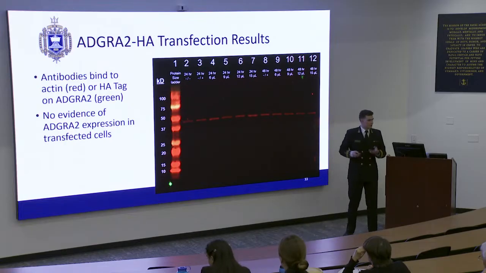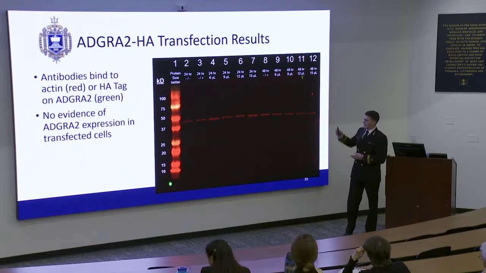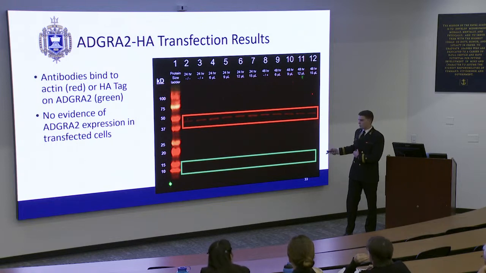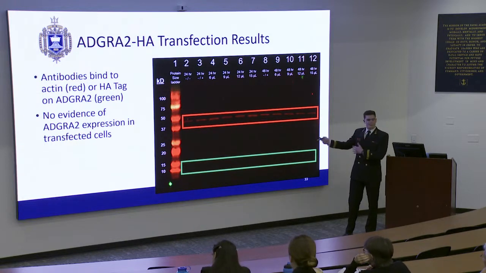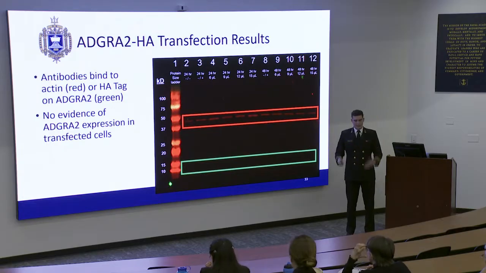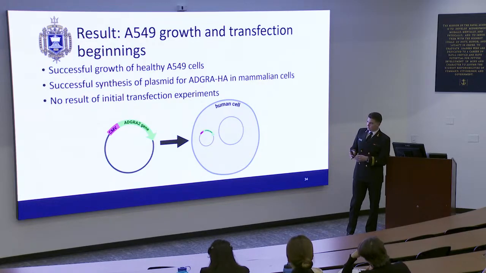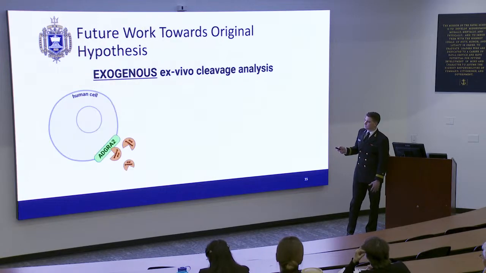actin, which is present in almost all cells, and that was successfully expressed. But we didn't see any evidence of ADGRA2, which is about 14,000 Daltons or 14 kilodaltons. We didn't see evidence. So that was an unsuccessful transfection. But we did successfully grow healthy A549 cells to continue this research. And we do have a plasmid for the expression of ADGRA2. We just have to perfect the transfection.